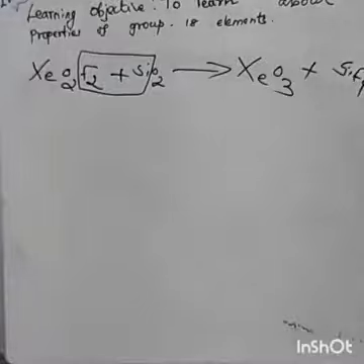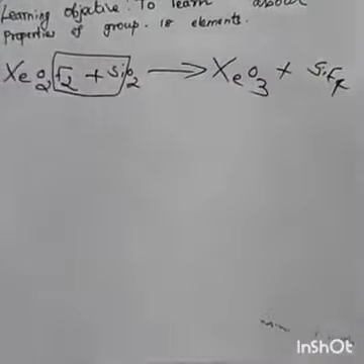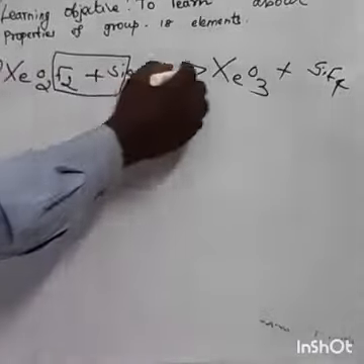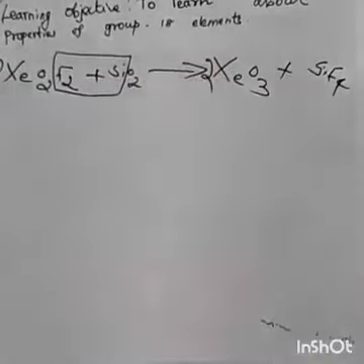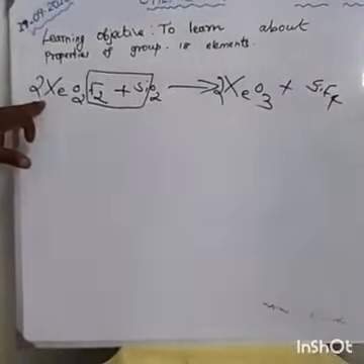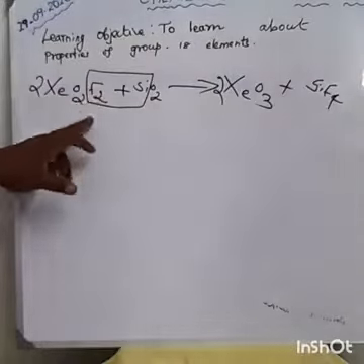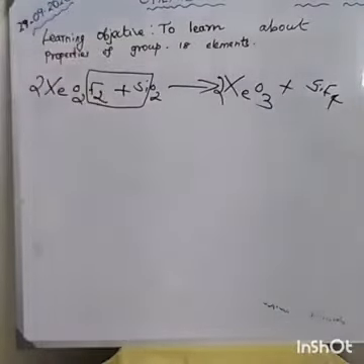So how can you balance the equation? Here I have 4 oxygen, they have 3 oxygen, so make it 2 here. Make it 2 here. Then what about xenon, 2 xenon, oxygen balance? Okay, everything is balanced. Okay, next.